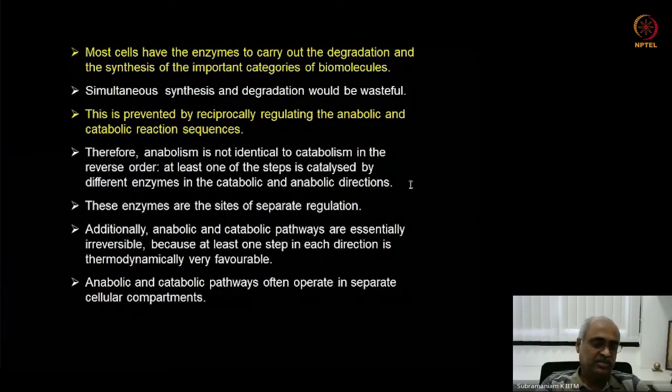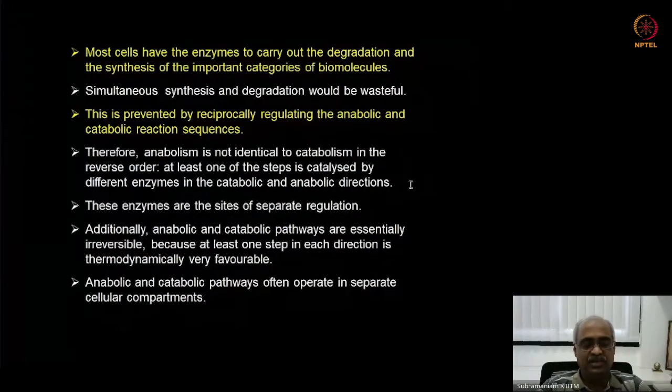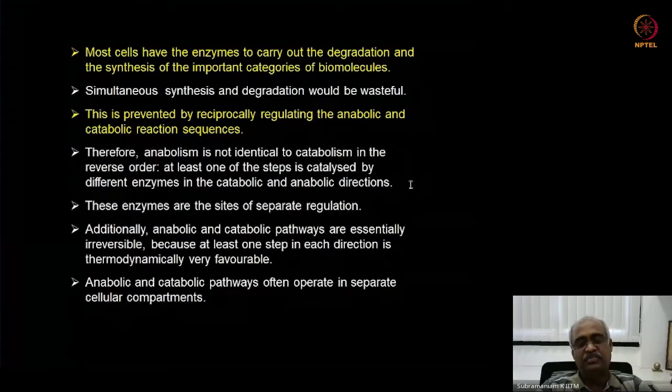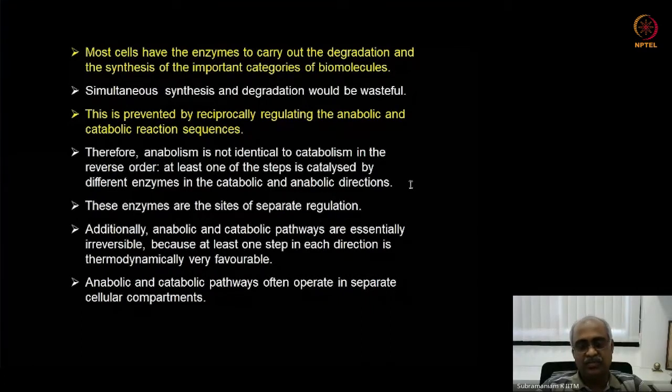That is second. And the third aspect is that the biosynthetic pathway and the degradation pathway may operate in separate compartments. For example, if you take fatty acids, the biosynthesis happens in the cytoplasm, on the endoplasmic reticulum, while the breakdown of fatty acids to derive energy out of them happens in the mitochondria. So these are the ways by which anabolism and catabolism are separated, and therefore they are not happening all the time in a futile cycle. So this is one important feature of metabolism that we need to remember.